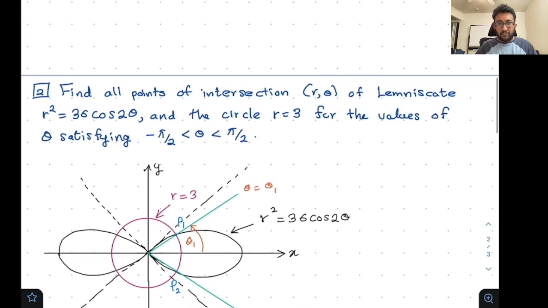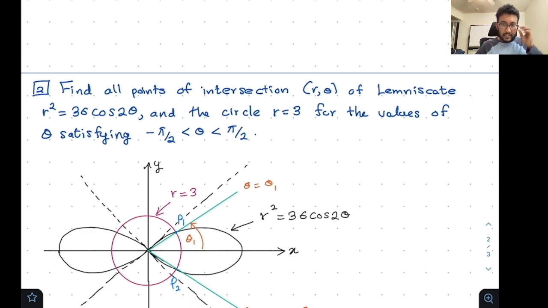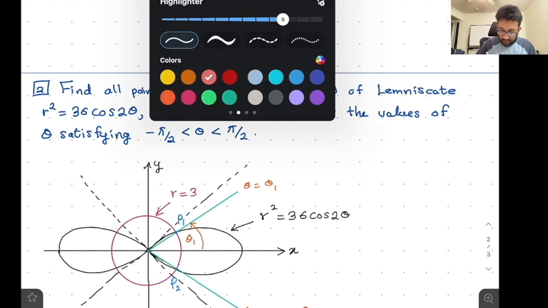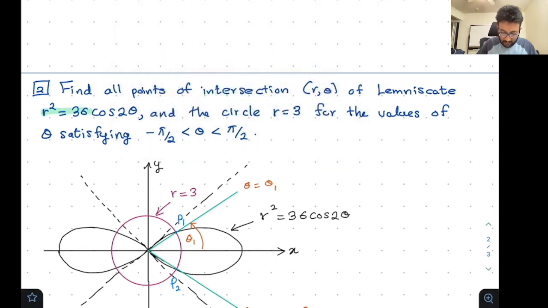In the next problem, you are asked to find the intersection points of the lemniscate and the circle R equals 3. And this is your lemniscate and this is your circle, right? For the values of theta satisfying this condition. So your theta is in between negative pi divided by 2 to pi divided by 2. Negative angle means you are measuring your angle in clockwise direction. Angle is positive means you are measuring your angle in counterclockwise direction.